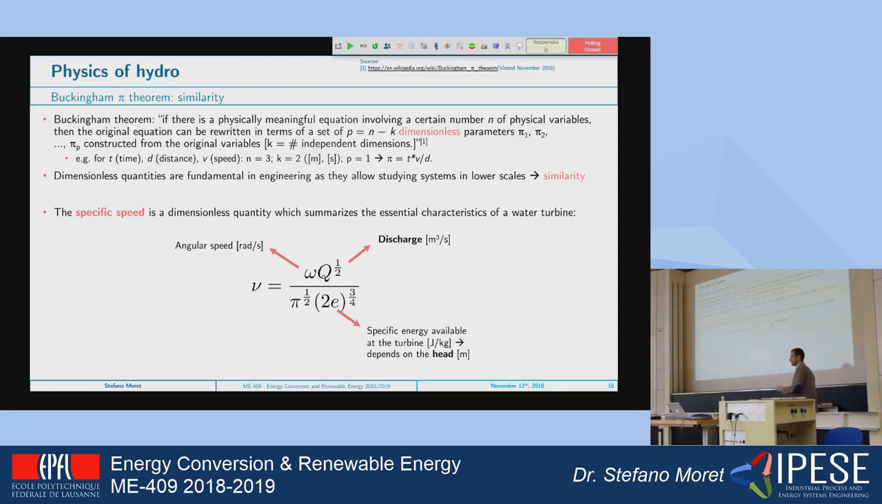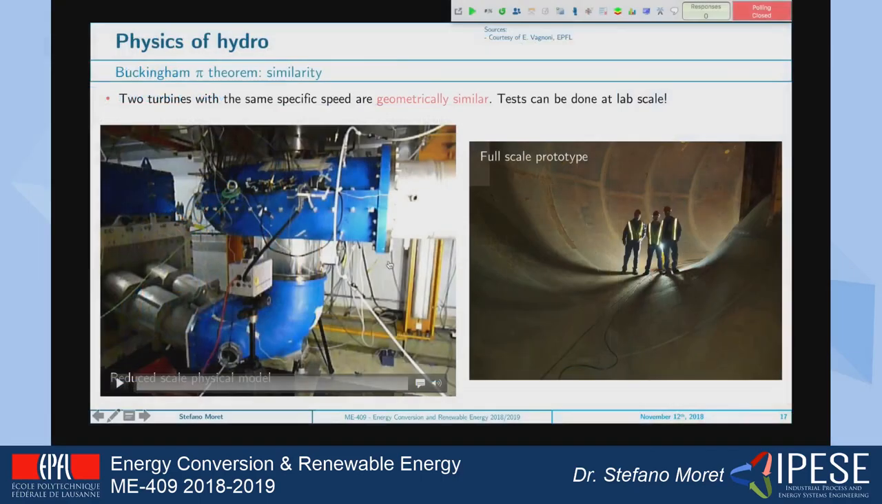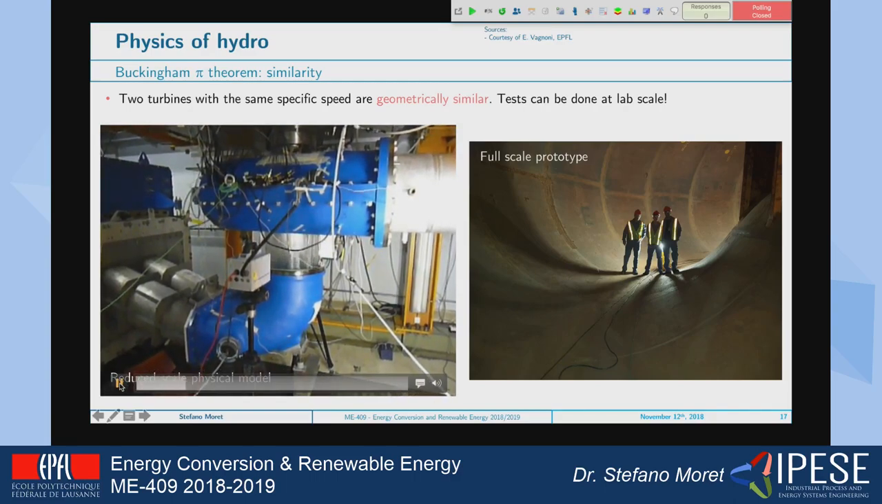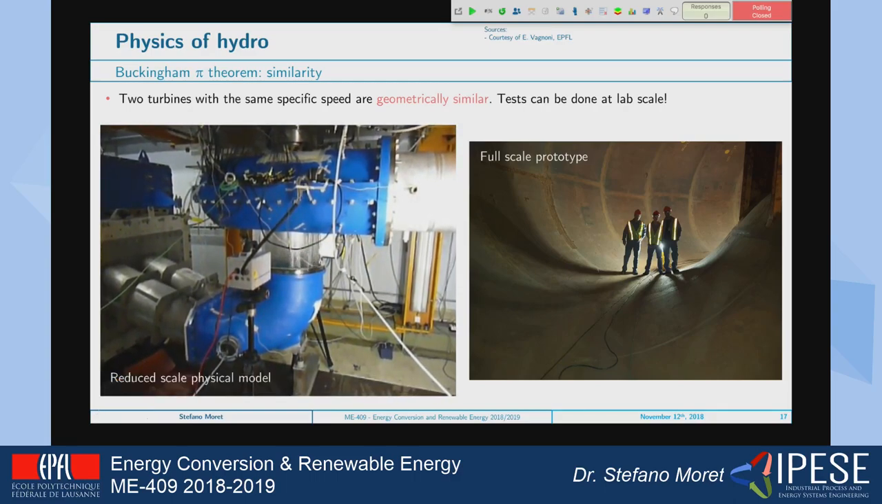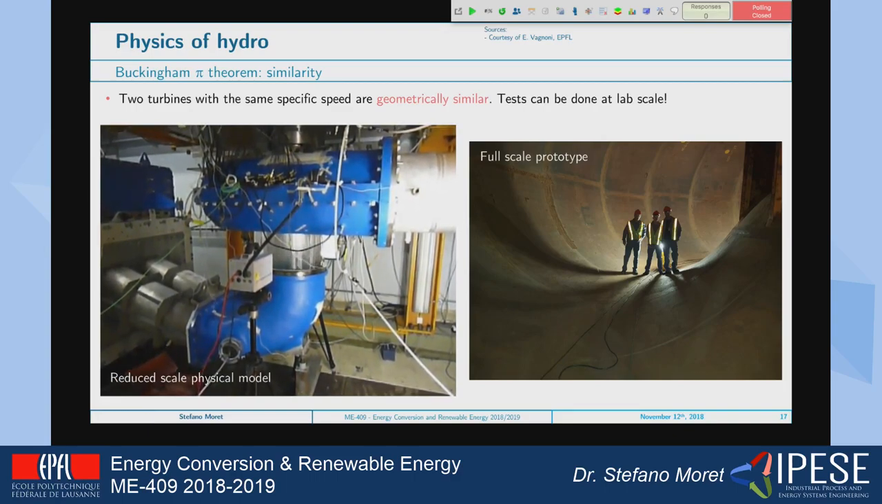So the important thing is that two turbines with the same specific speed are geometrically similar. So we can make a small scale prototype in a lab to study a very large prototype in reality. For example, you might know that there is a laboratory at EPFL working on hydraulic machines. And this is a video that comes from their work, which basically shows how a Francis turbine can be simulated at lab scale.